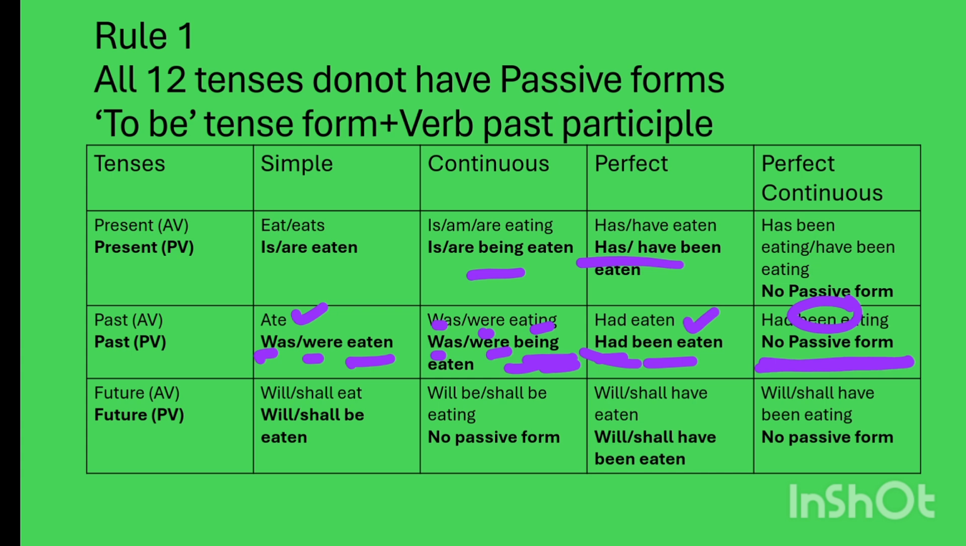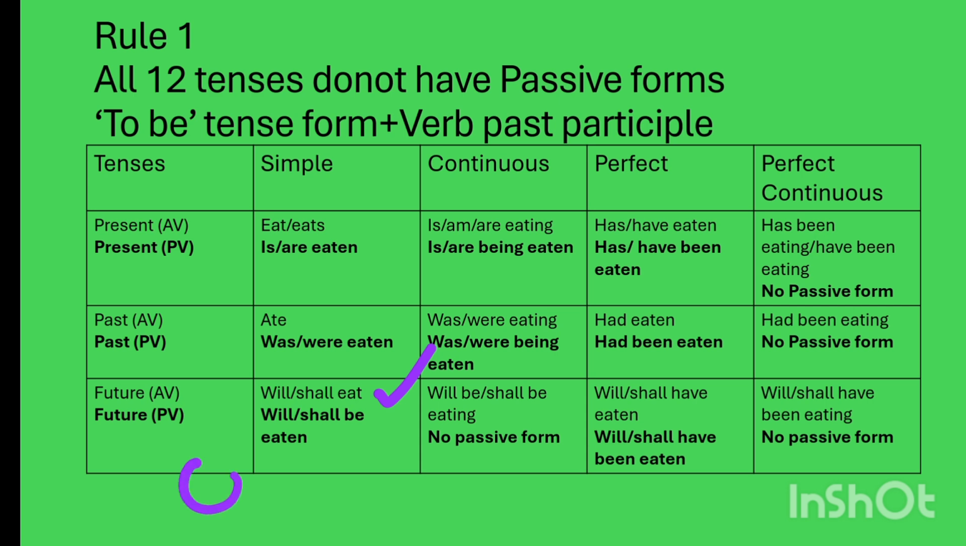Okay, next future. For simple future, will or shall, then eat, then it will be whenever future is there or any modals like can, could, may, might, these are there, we just need to add be after that. Okay, so will, shall, then be, third form, eaten. Okay, again for future continuous, there will be no passive form. Okay, will be, shall be, eating, there will be no passive form. All right, that's why it is said that all 12 tenses do not have passive form.